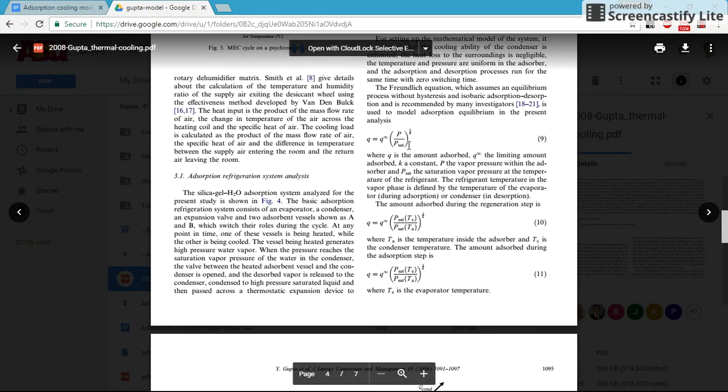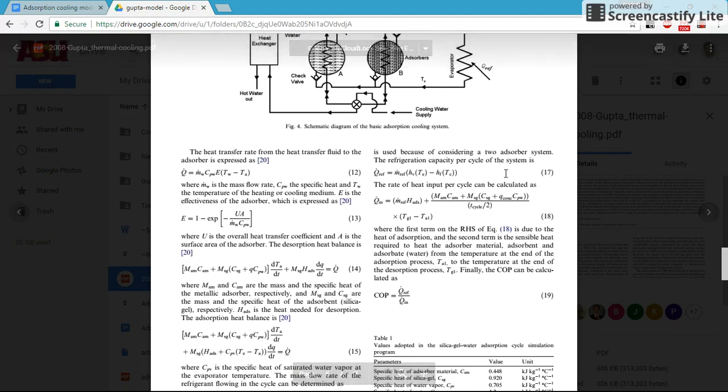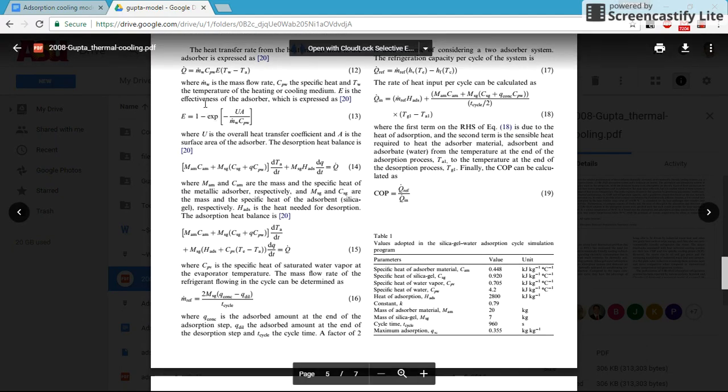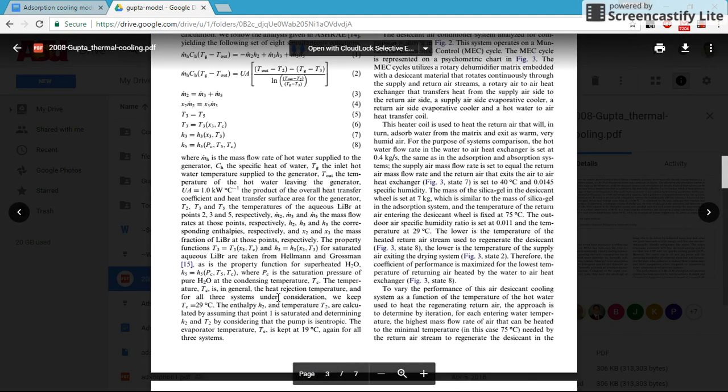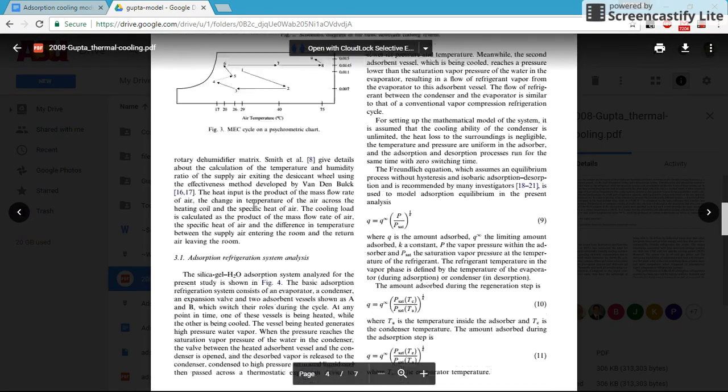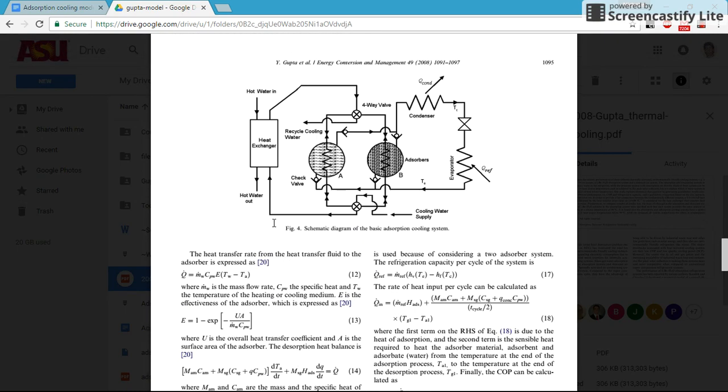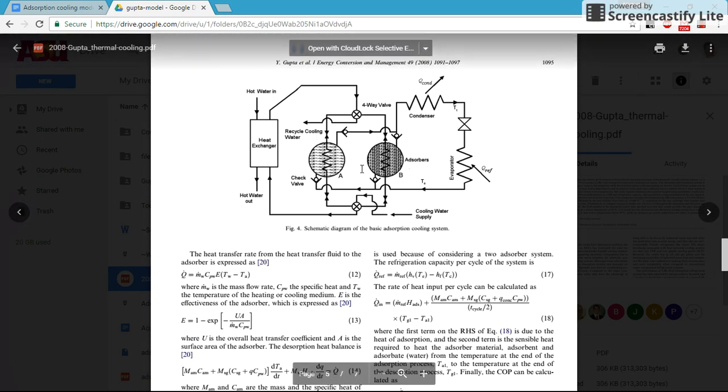Here it kind of describes the Freundlich equation, refers back to where the model comes from. I guess the adsorption model is more explicit here. The adsorption model cannot be reproduced from the paper. And so this is what the system looks like.